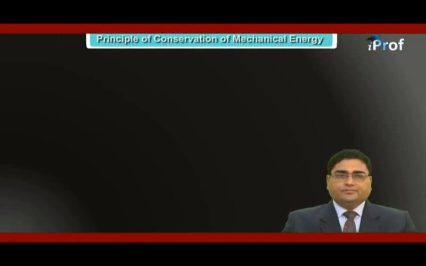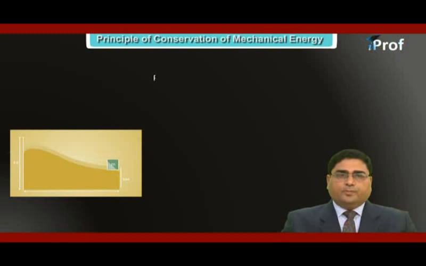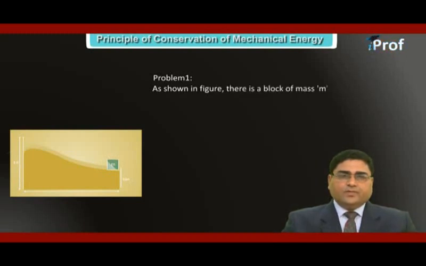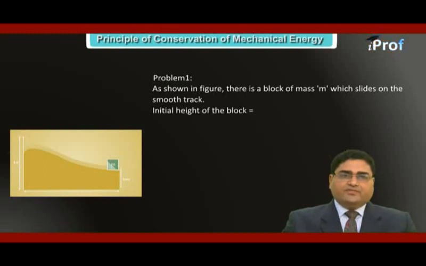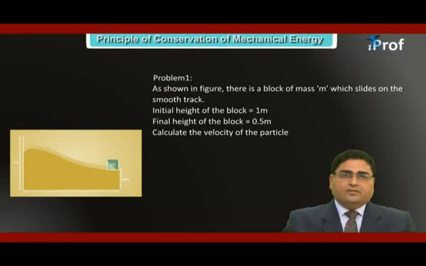Now let us look at some problems on principle of conservation of energy. As shown in figure, there is a block of mass m which slides on the smooth track. The initial height of the block is 1 meter and the final height of the block is 0.5 meter. During its travel of 5 meter in horizontal direction, calculate the velocity of the particle at the instant when its height is 0.5 meter.